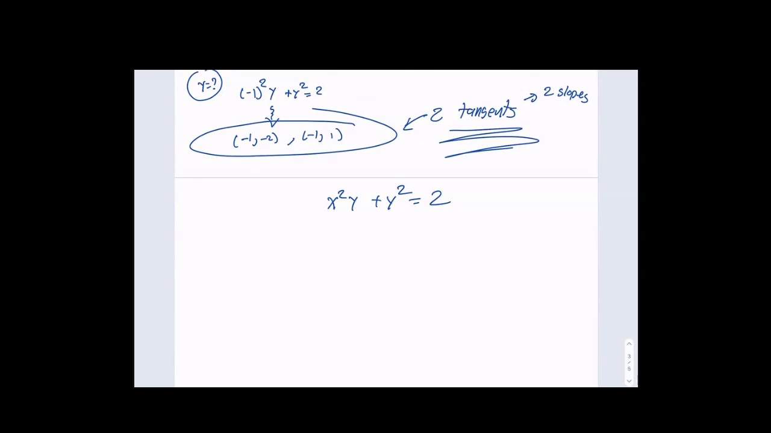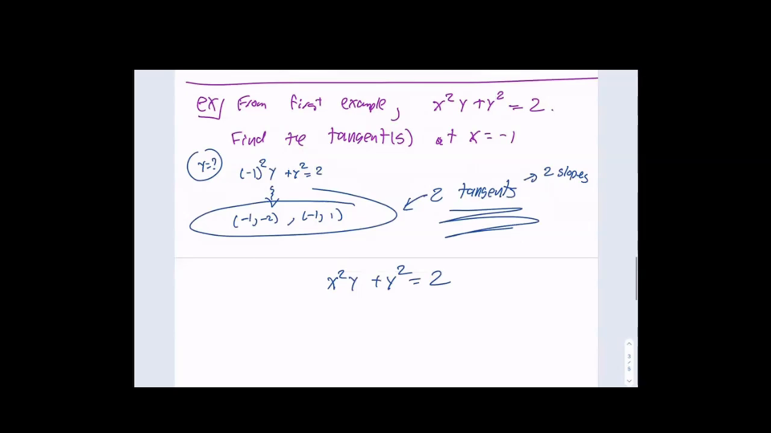Wait, what was the question? How do I find a slope? How do I go about doing this problem? Or would you have to do the y minus f of a equals f prime of a? I could write that down.